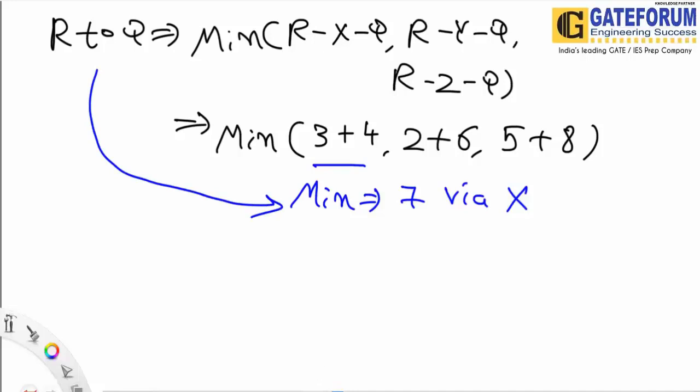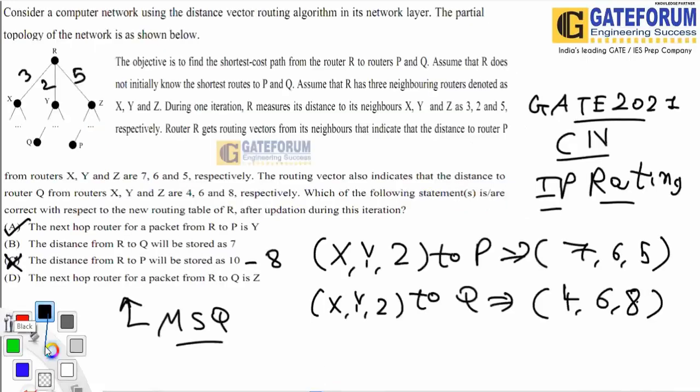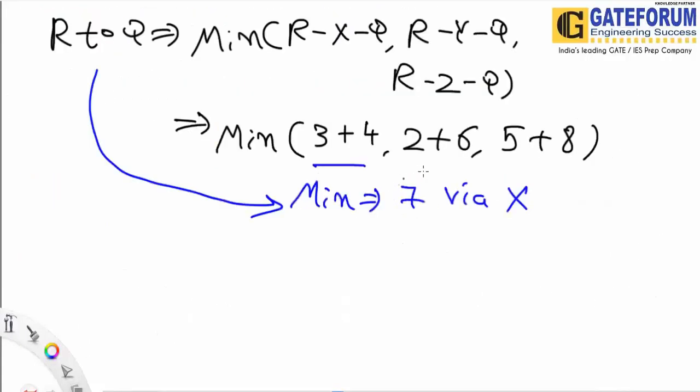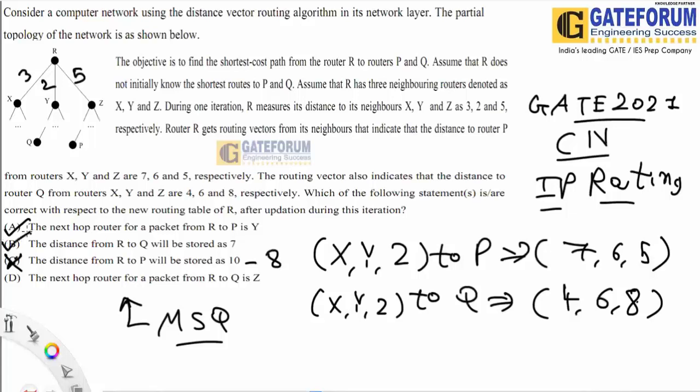So let's try to evaluate the other two options quickly, friends. So the distance from R to Q will be stored as 7. Yeah, we can look here. The distance is basically 7. So again, this is correct.